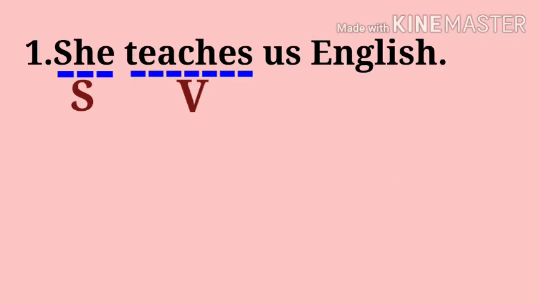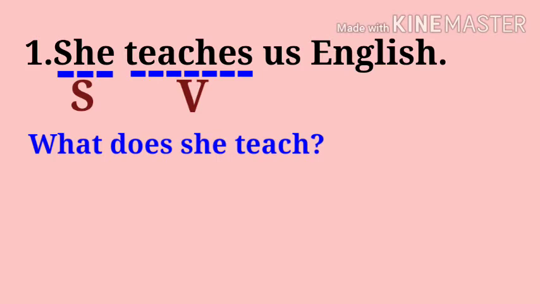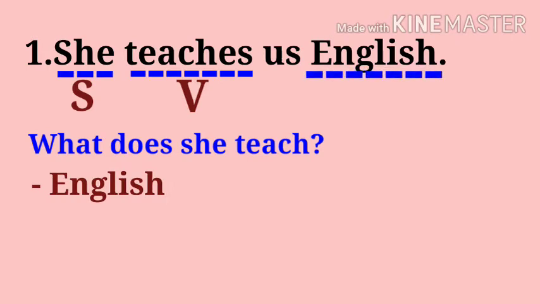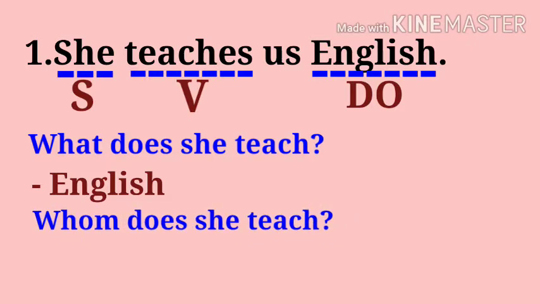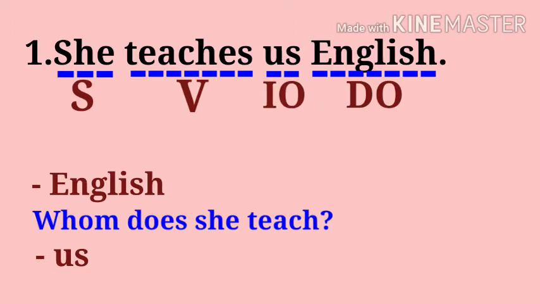Now we identify that she is the subject and teaches is a verb. Now you have to ask a question. What is the question? What does she teach? And you will get the answer English. So English is the answer of what, and that's why English is called the direct object. And see the question once again. Whom does she teach? You will get the answer us. Us is the answer of the question whom. So it is called the indirect object.